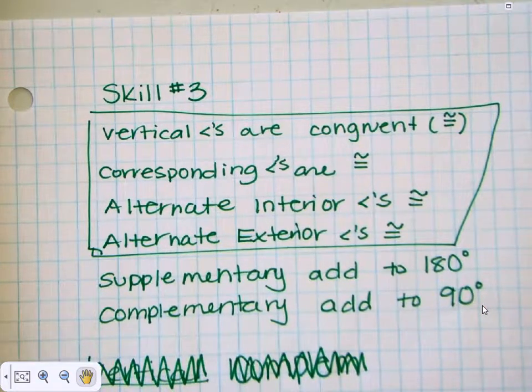Okay, so you're on skill number 3, and that is identifying angle relationships. So you've learned all the vocab, and now it's time to put it to applications.